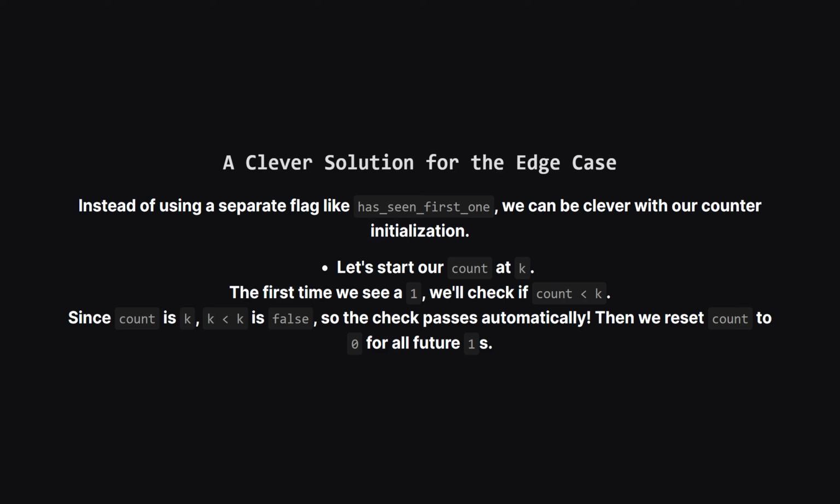But there's a more elegant way. What if we initialize our 0 counter to k instead of 0? Then, when we see the very first one, our check will be, is k less than k? Of course, that's false, so the check passes. After that, we reset the counter to 0, and from then on, it will correctly count the zeros for all subsequent gaps. It's a neat little trick to avoid an extra variable.